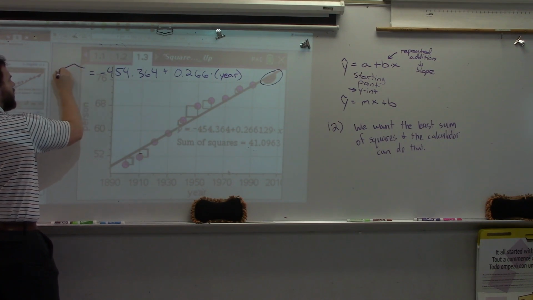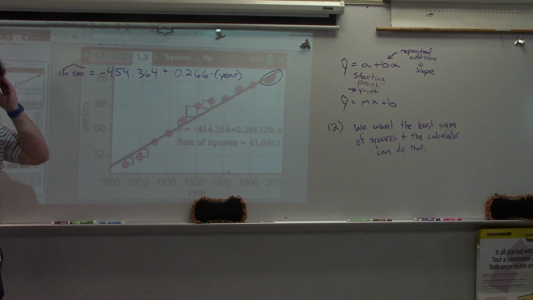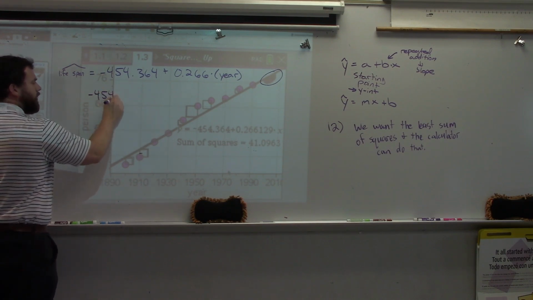Notice I rewrote this again with my variables in there for context. So before you can interpret, you got to start with the what? Context. You need the context, yes, but there's something I want even before I focus on the context. If I want to interpret the y-intercept, what do I need? The y-intercept. What is my y-intercept? Negative 454.364. Is that my entire y-intercept, or is there something else?